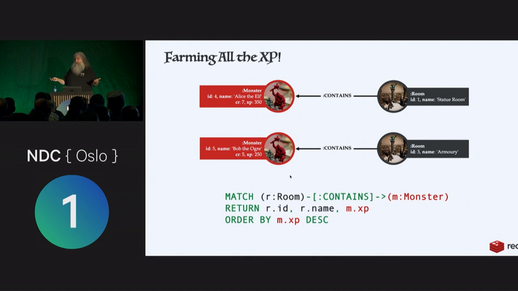If a room contains only a treasure, it won't return anything. If it contains more than one monster, the same room will be there multiple times. And then we're just going to order it descending by the experience points, so the biggest experience points float to the top. So this is actually doing exactly the same thing that we're doing with a relational database. So far, we haven't done anything with graph that we can't do with SQL and vice versa.